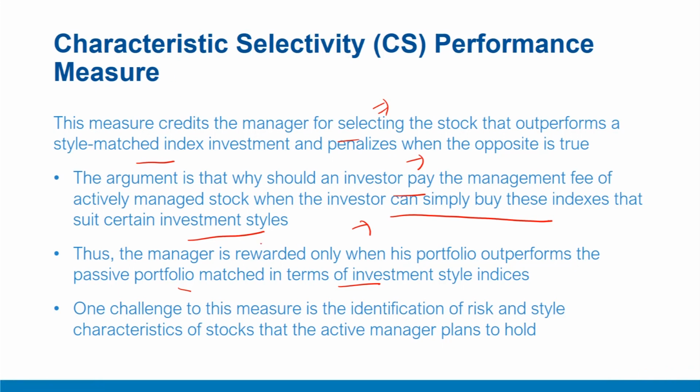One challenge in this kind of characteristic selectivity measure is selecting the benchmark portfolio: how to identify the appropriate risk and styles, and therefore the benchmark portfolio against which the performance is matched. To summarize this lesson, portfolio performance can be evaluated along two dimensions: timing and security selection.